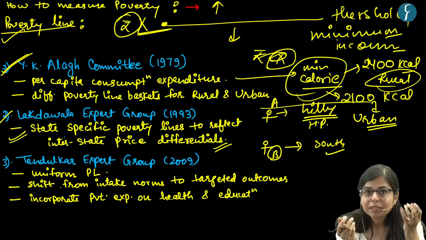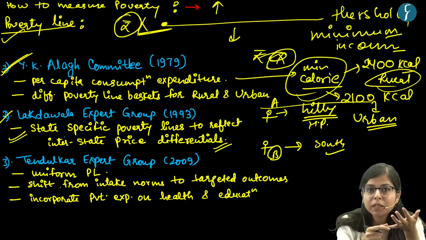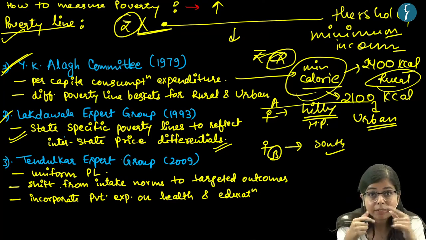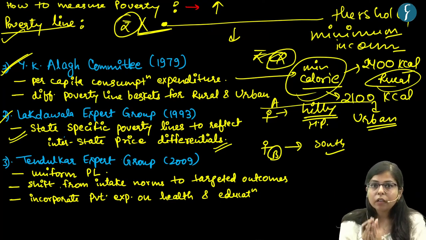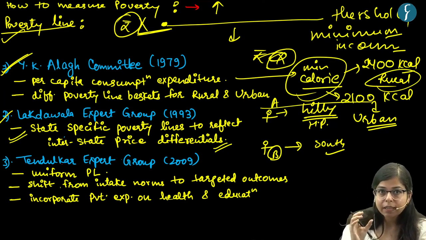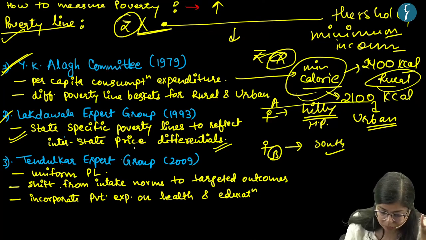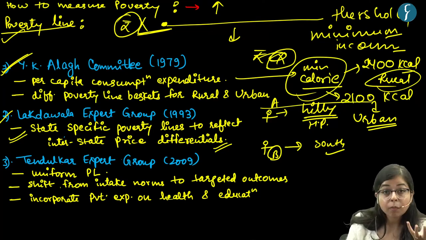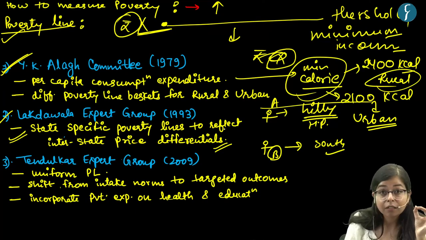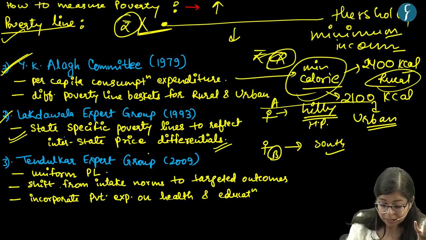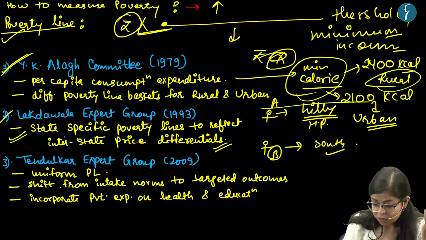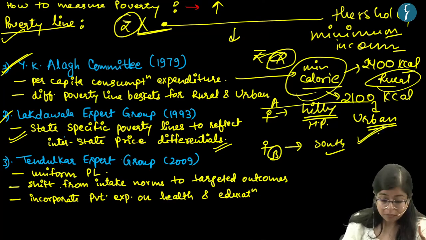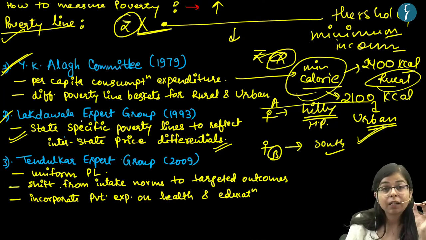So based on this, the inflation in the prices of crops based on the dietary preferences may be different in different states, right? So in order to account for this difference in the crop pricing, in the retail pricing, there should be a state-specific poverty line which will show this interstate price differential, right? So this was the basic thing which was added in the Lakdawala expert group of 1993.